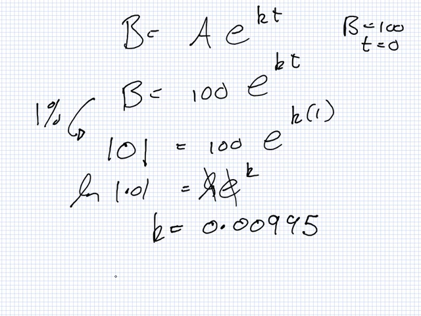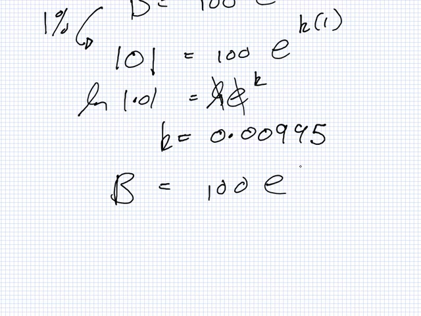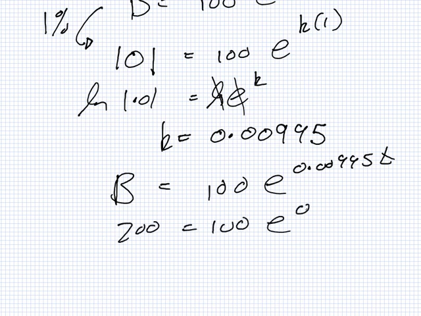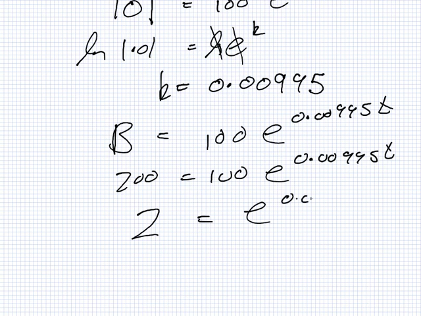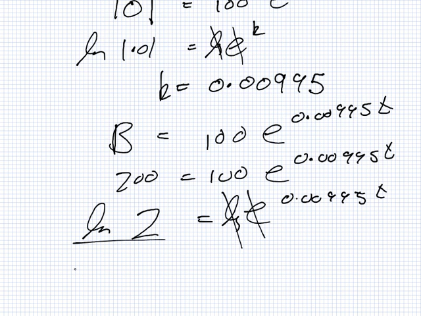Okay, so the bank balance is 100 e^(0.00995t). I want to know when the balance will be 200. So now I have 200 equals 100 e^(0.00995t). I get 2 equals e^(0.00995t). Log, cancel, divide. So I get t equals 70.